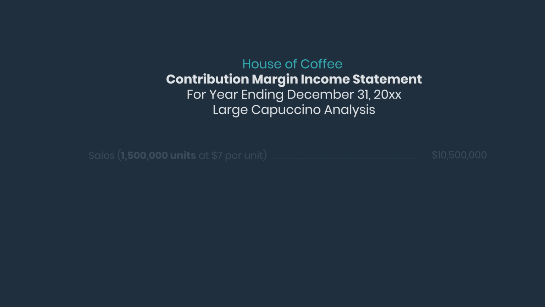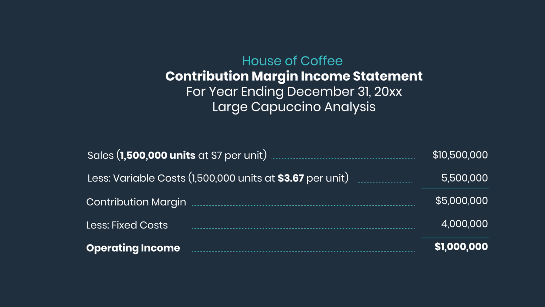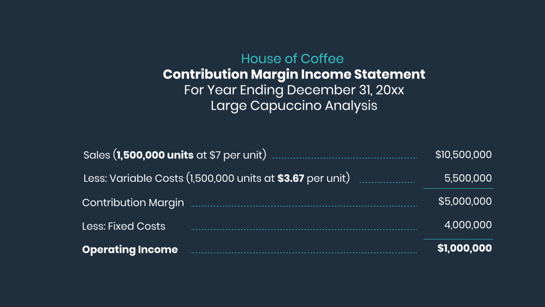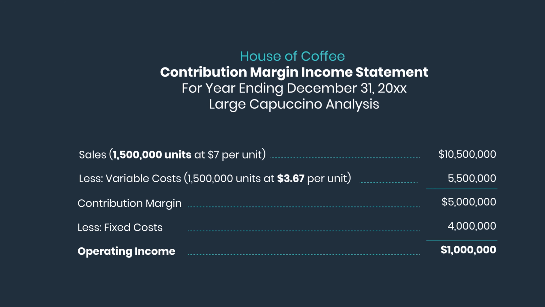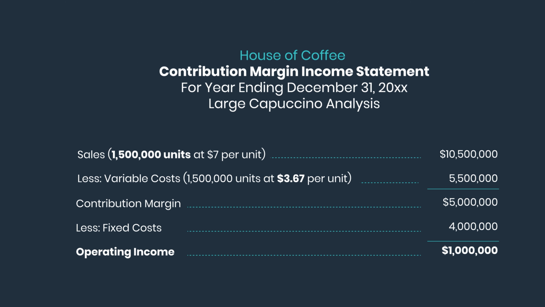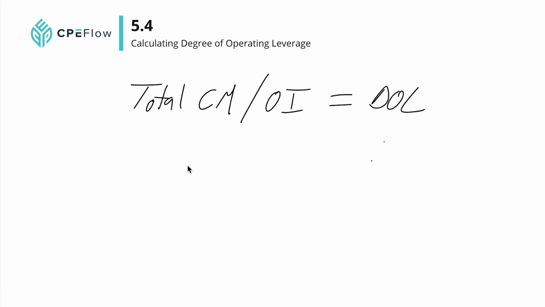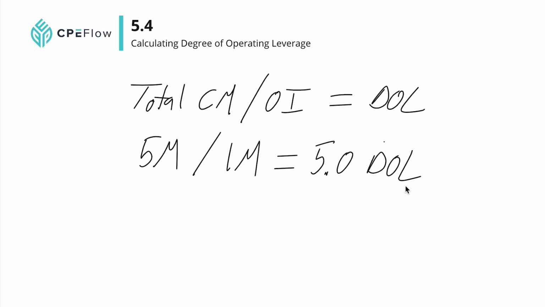Next, let's see what happens if House of Coffee still realizes $1 million in operating income, but they restructured, reducing fixed costs by $1 million and shifting it to variable costs. Now we plug in this information to our new DOL formula: $5 million total contribution margin divided by $1 million operating income. That equals 5. That's the degree of operating leverage, 5 DOL.